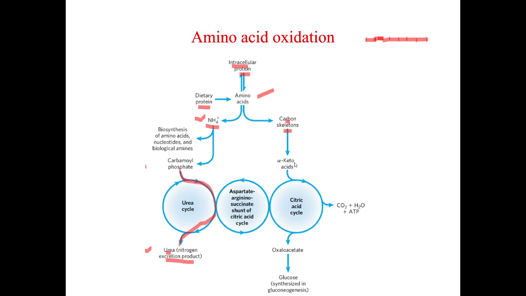This carbon skeleton can enter the TCA cycle, the citric acid cycle, as an alpha keto acid. The carbon skeleton is converted into an alpha keto acid, which enters the TCA cycle and ultimately produces carbon dioxide, water, and some ATP. In this process, oxaloacetate can be produced, and it is utilized via gluconeogenesis to produce glucose, as we have already seen. This glucose will serve the energy needs of the body.